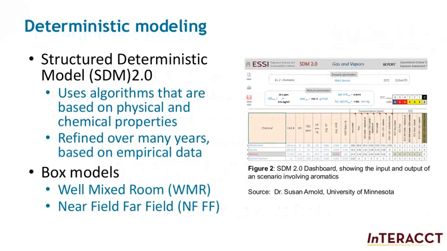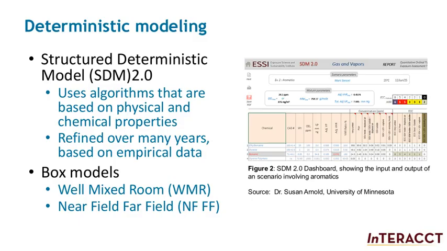A couple of examples of deterministic models are listed here: the Structured Deterministic Model 2.0, or SDM 2.0, and box models, including the well-mixed room and near-field far-field models. The Structured Deterministic Model 2.0 is based on 3 key algorithms that require just 3 inputs. The outputs include a point estimate of the 95th percentile of the exposure profile distribution. The algorithms have been refined over many years where robust exposure measurement data sets were available to evaluate them.